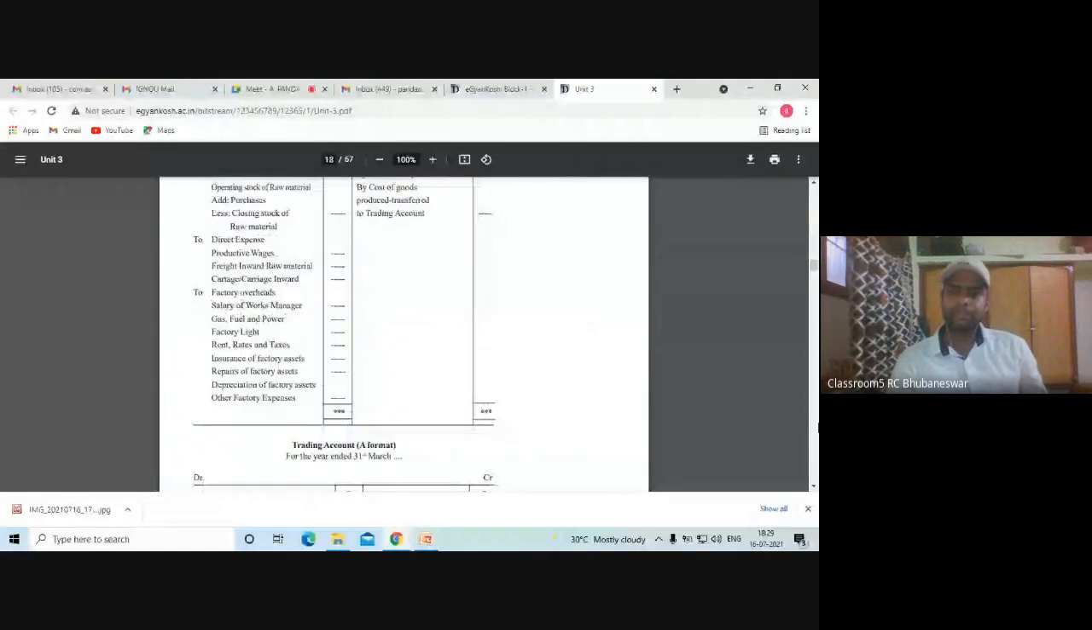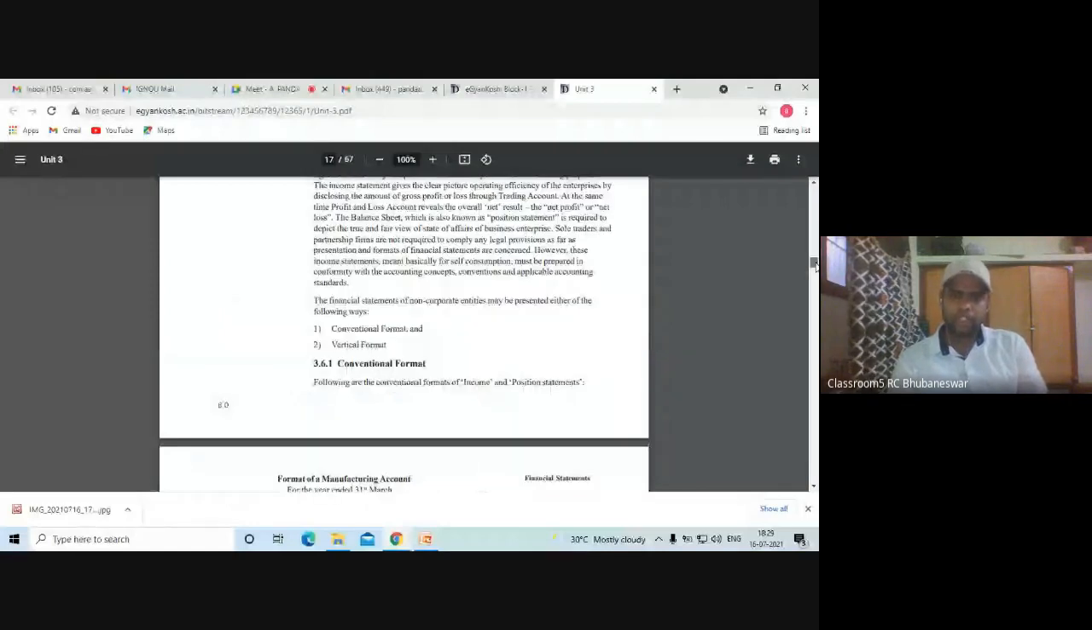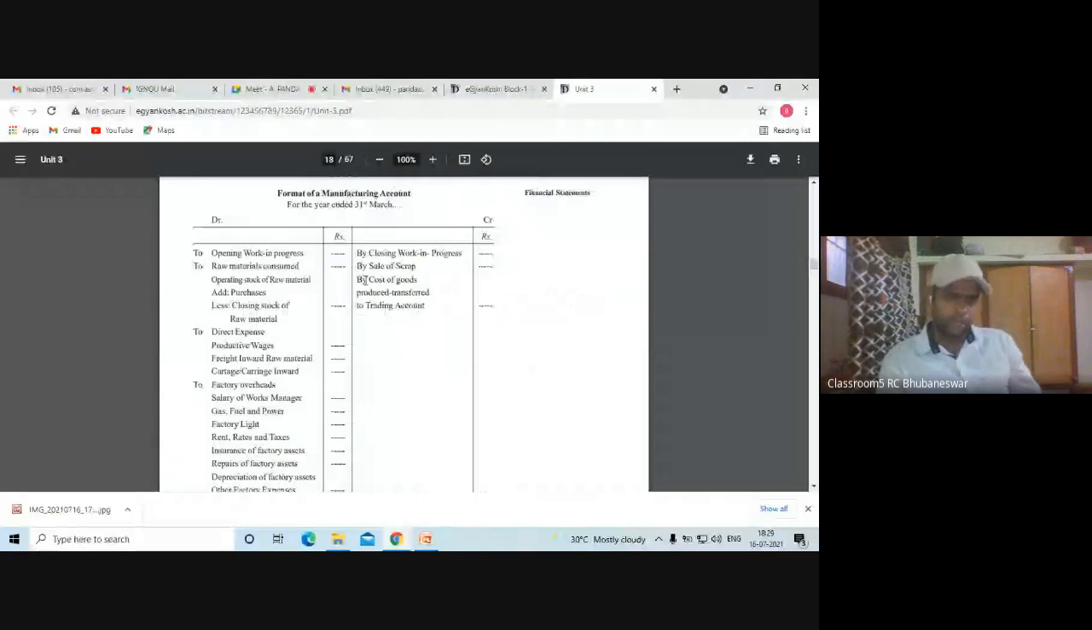See, so this is the format of manufacturing account. See here, this is the conventional format or traditional format. To opening stock of work in progress, raw materials consumed: opening stock of raw materials, add purchases, less closing stock of raw materials, then direct expenses: productive wages, freight inward, raw material cartage, carriage inward. So all the direct expenses will be put here.